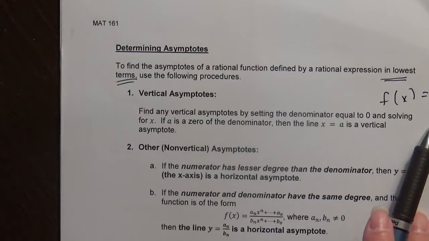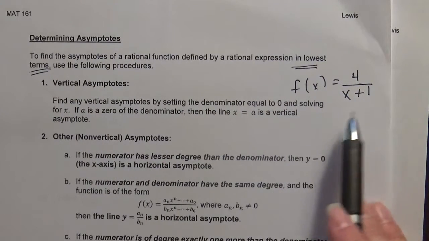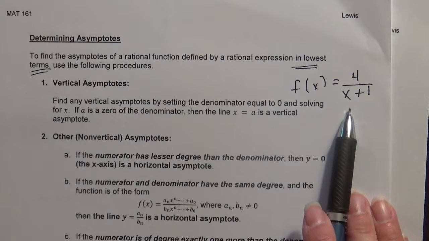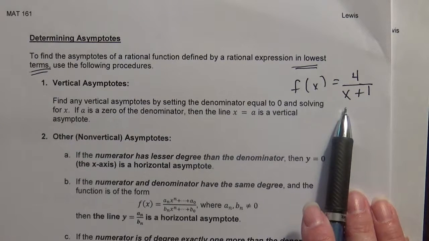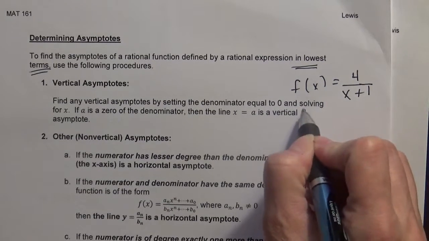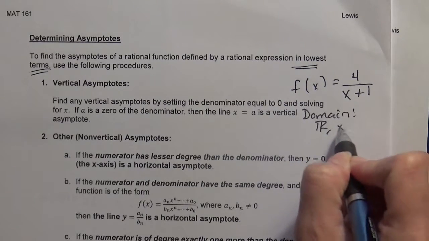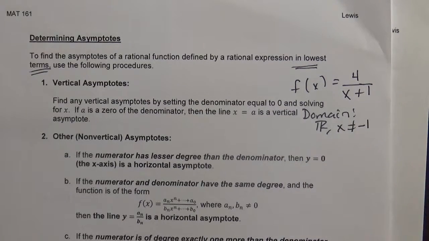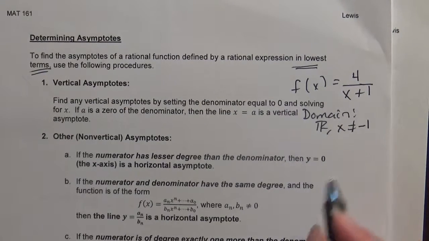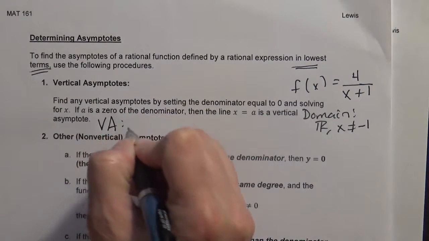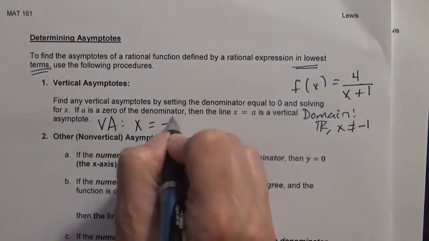What is a 0 of that denominator? Well, it would be the value for x that will make that denominator equal to 0. And that would be -1. If you put -1 for x, you get 0 in your denominator. So just like we saw with domain, we would have all real numbers except x cannot equal -1. The vertical asymptote would be the line x equals -1. So we say our vertical asymptote for this example would be x equal -1.